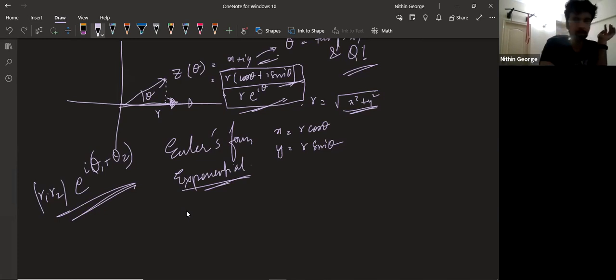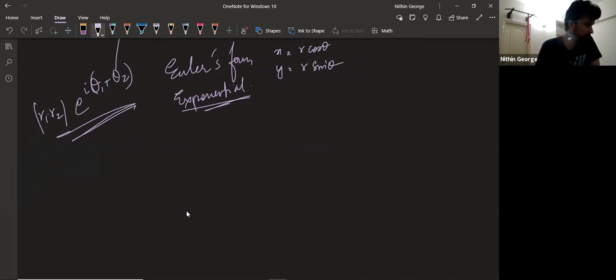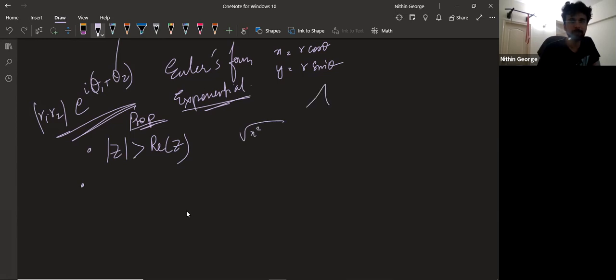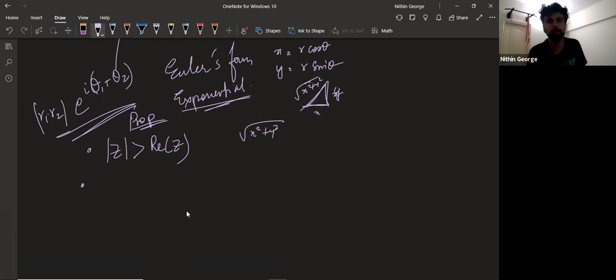Now, let's do some simple properties. These are some extra properties, please note them down. Mod of z is greater than the real part of z. Is this obvious? If you have a triangle where this side is y, this is x, and the hypotenuse is the root of x square plus y square, the hypotenuse is the longest side, right? The mod of z is root of x square plus y square, and the real part of z is x.